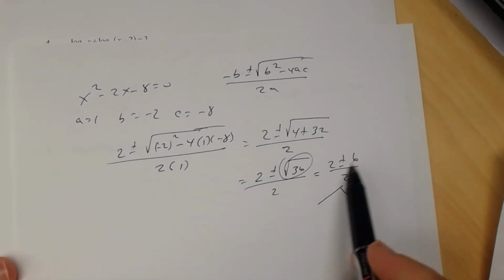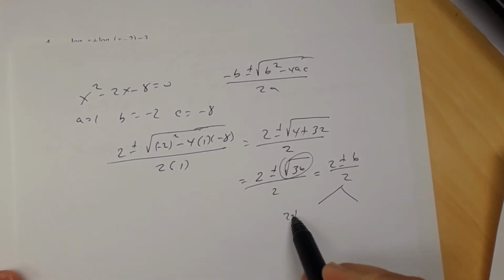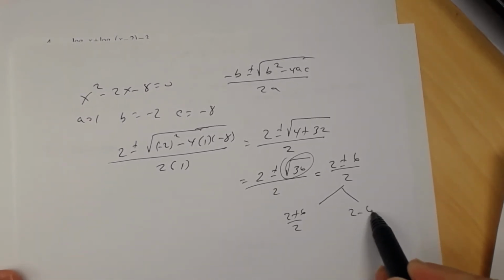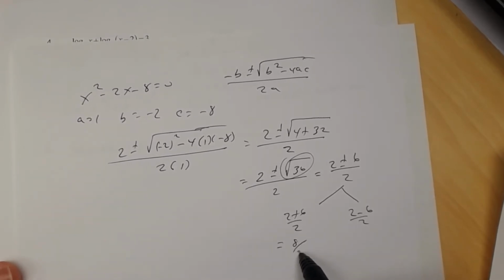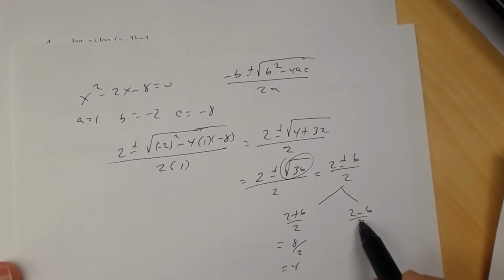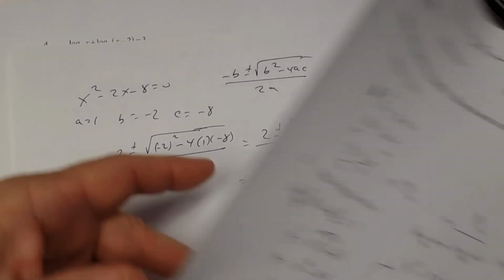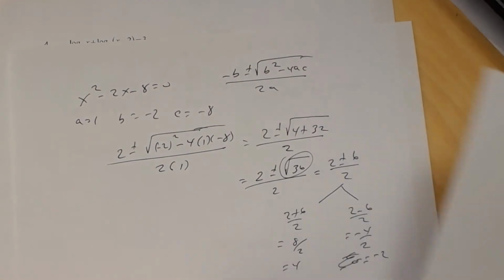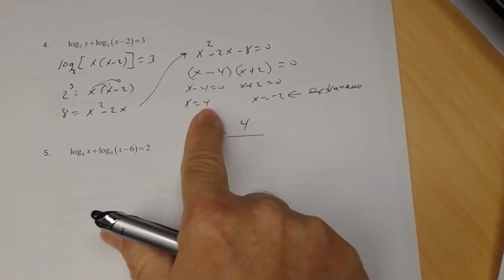And then, remember, there's no square root left, so this is going to be a rational solution. So you say 2 plus 6 divided by 2, and then 2 minus 6 divided by 2. 2 plus 6 is 8. 8 divided by 2 is 4. And then 2 minus 6 is negative 4. Negative 4 divided by 2 is negative 2. So notice I got 4 and negative 2, which is what I got here when I factored: 4 and negative 2.